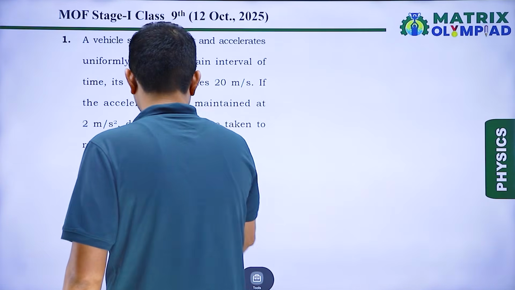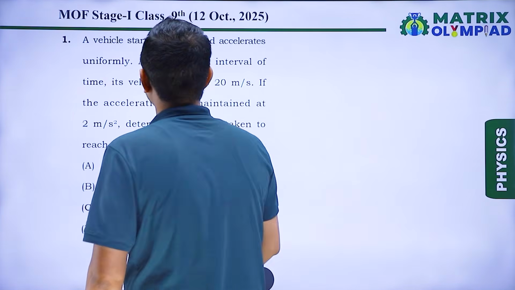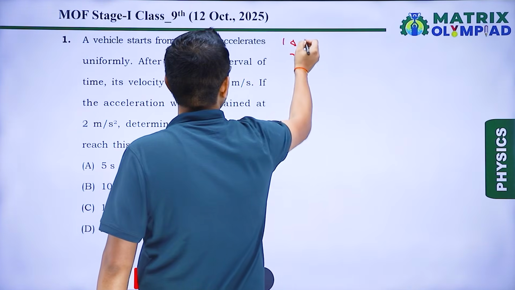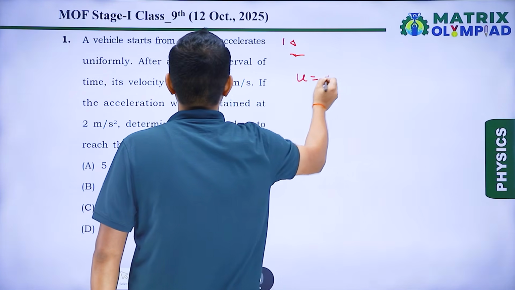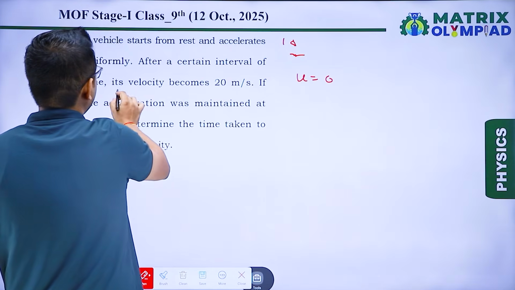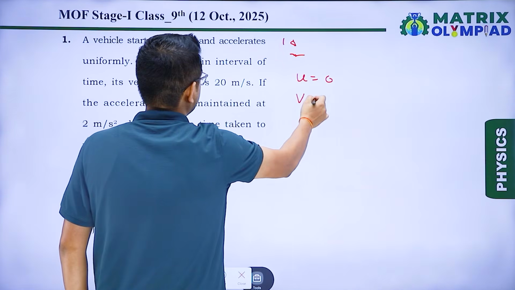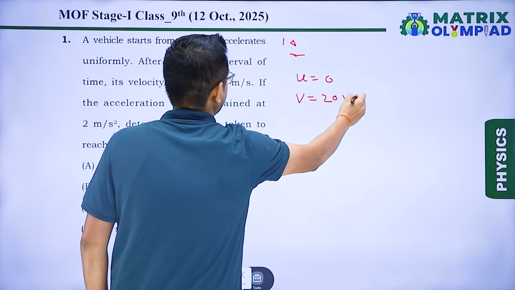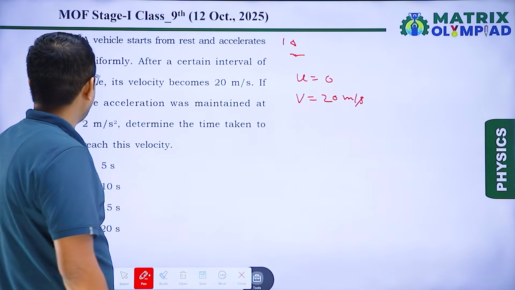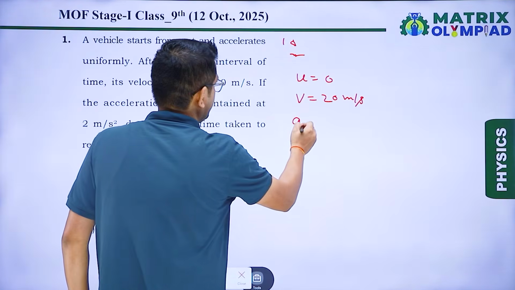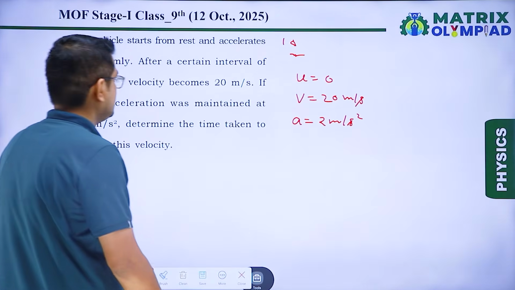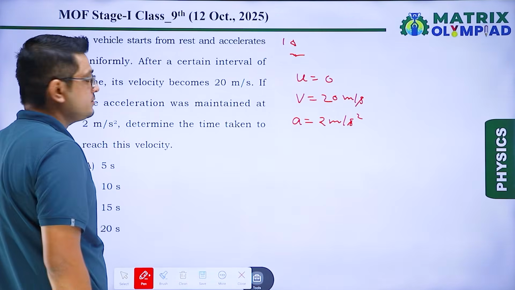So in question number 1, it is said a vehicle starts from rest. That means its initial velocity u is given 0 and accelerates uniformly. After certain interval of time, its final velocity becomes 20 meter per second. If the acceleration was maintained at 2 meter per second square, that means a is given 2 meter per second square, then determine the time taken to reach this velocity.